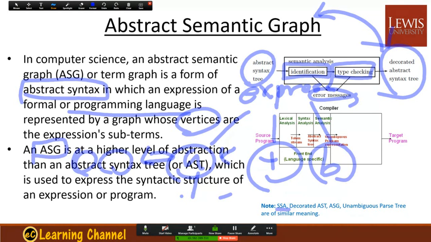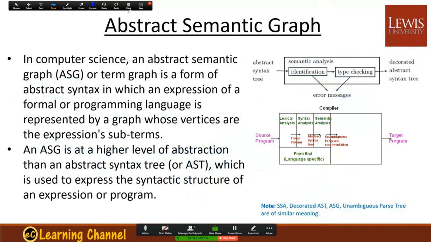SSA, decorated ASG, and ambiguous parse tree. These different terms actually mean similar stuff, except that they may have more subtle definitions and more purposes, and they may be in a different stage of the optimization. Some you may not want to optimize that far, so sometimes there is a compilation flag. You can turn up this and turn down something, and something like that.